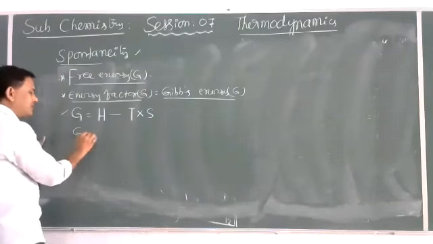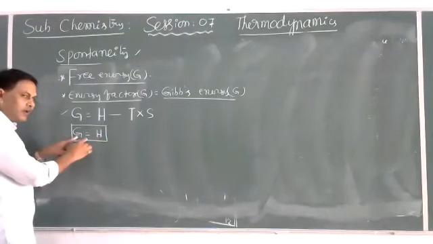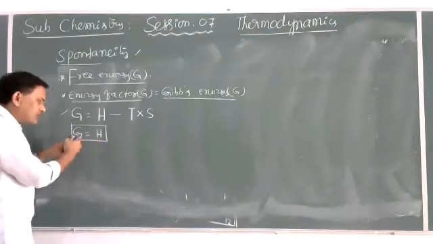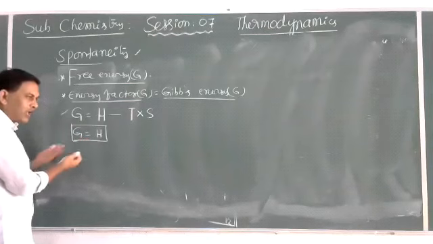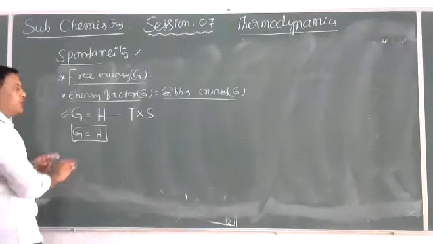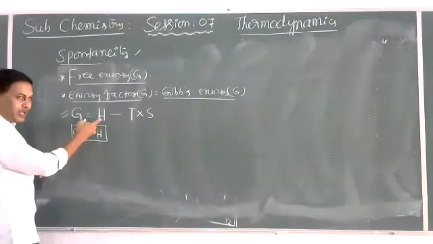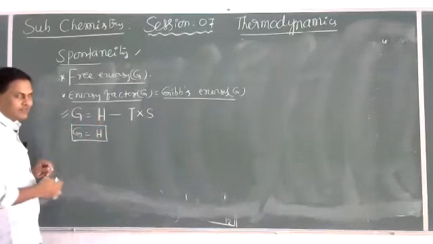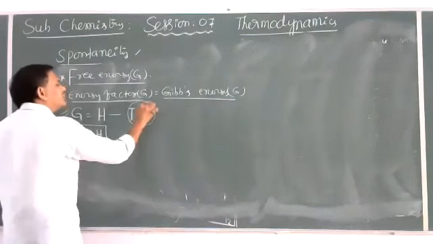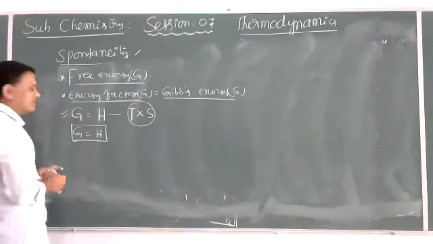If we write G is equal to H, there is no meaning here, because enthalpy is already the heat content, and G is also energy. There is no difference. That's why Gibbs created one more important new mathematical expression to explain spontaneity. That is G is equal to H minus TS. The product of T and S, temperature and entropy, of the system or the surroundings, or the total.